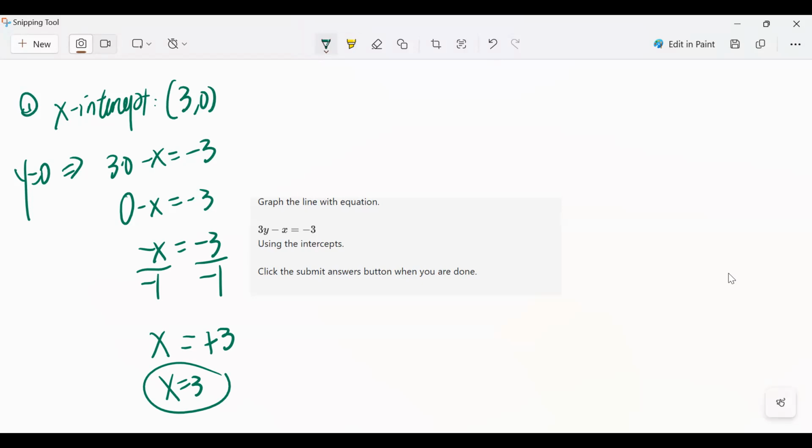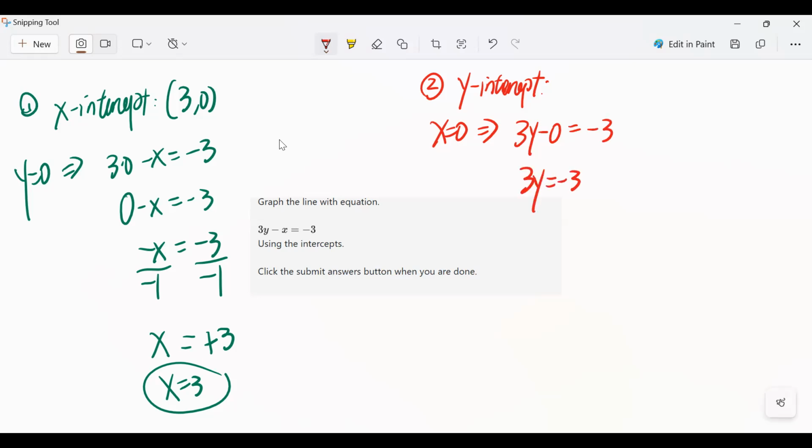Secondly, let's find the y-intercept. So we set x equals 0. 3y minus 0 equals 3. So the 3y equals 3. And from here, we divide both sides of the equation by 3. y equals 1. So the y-intercept is (0, 1).